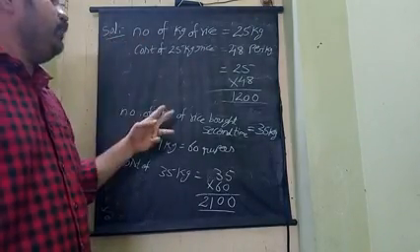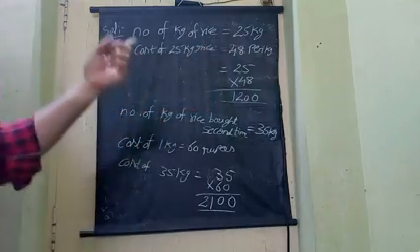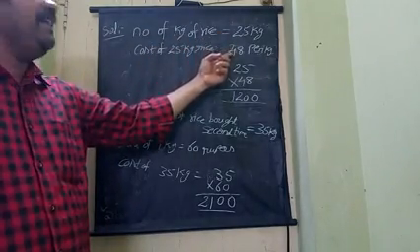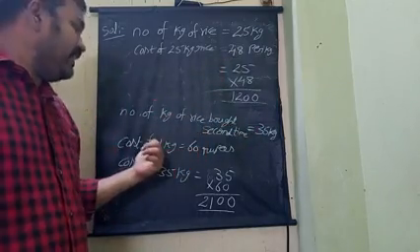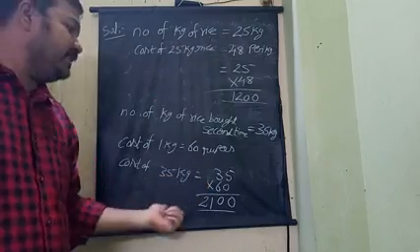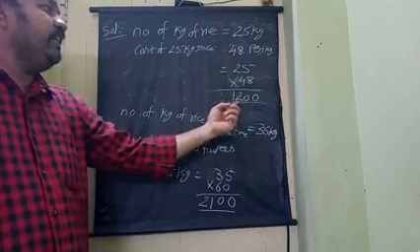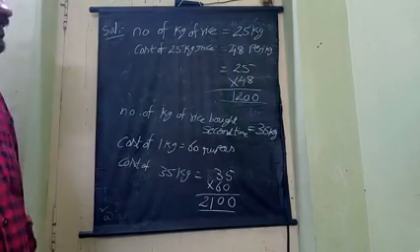Up to here what we did? She bought two times. First time she bought 25 kgs, the cost price is 48 per kg. Second time she bought 35 kgs, the cost of 1 kg rice is 60 rupees. So the cost of 35 into 60 is 2100 and the cost of the first is 1200. Up to here only half of the sum is completed.